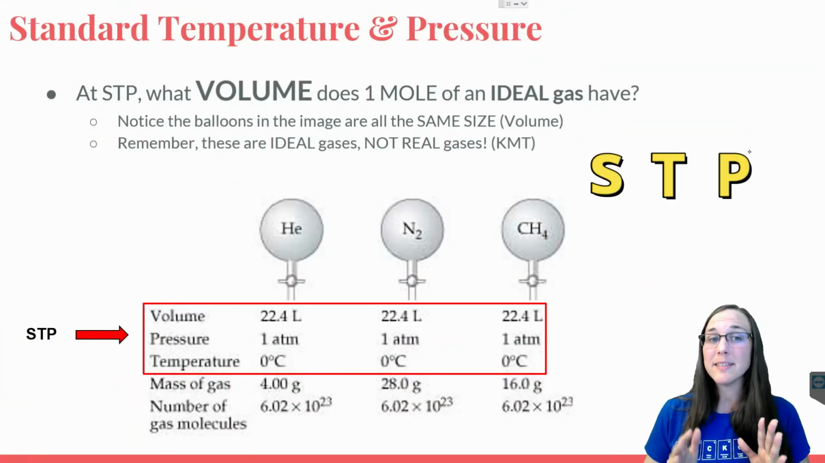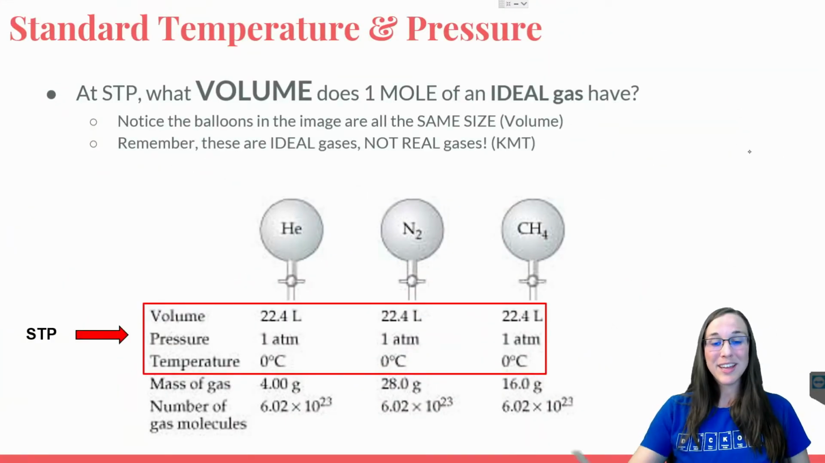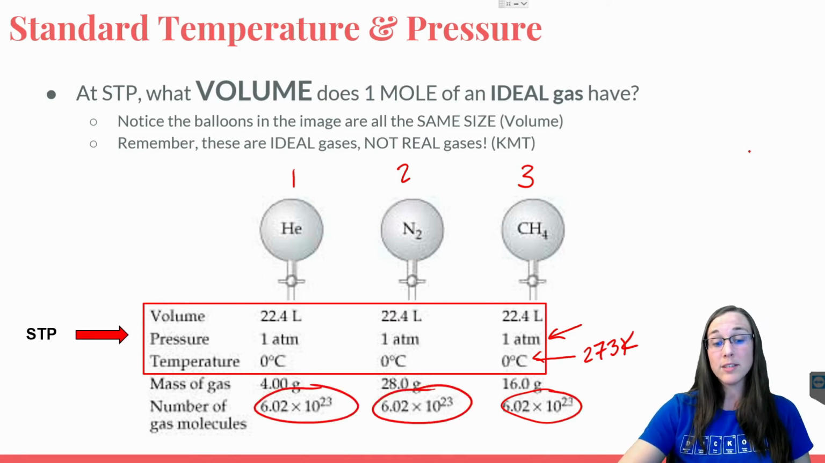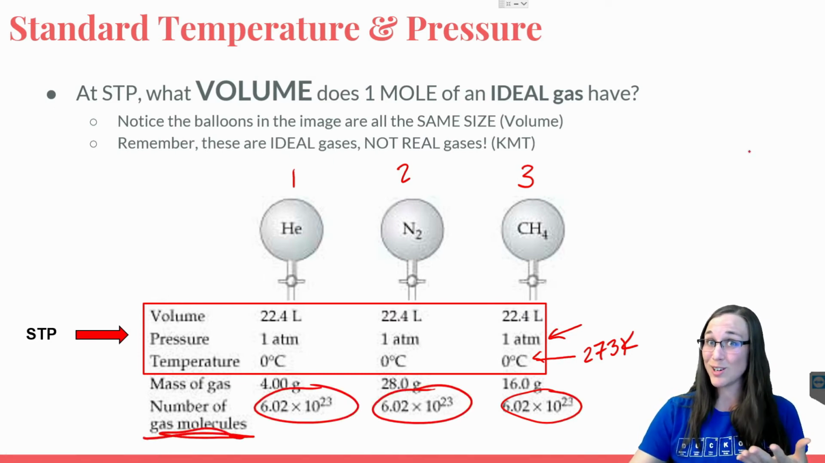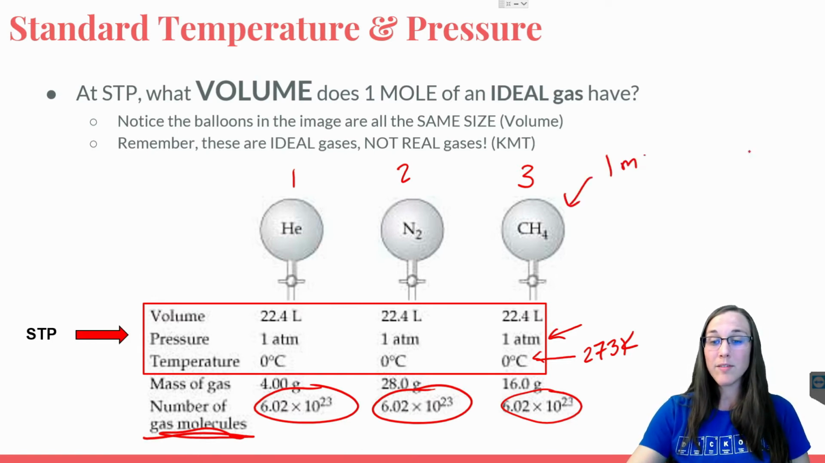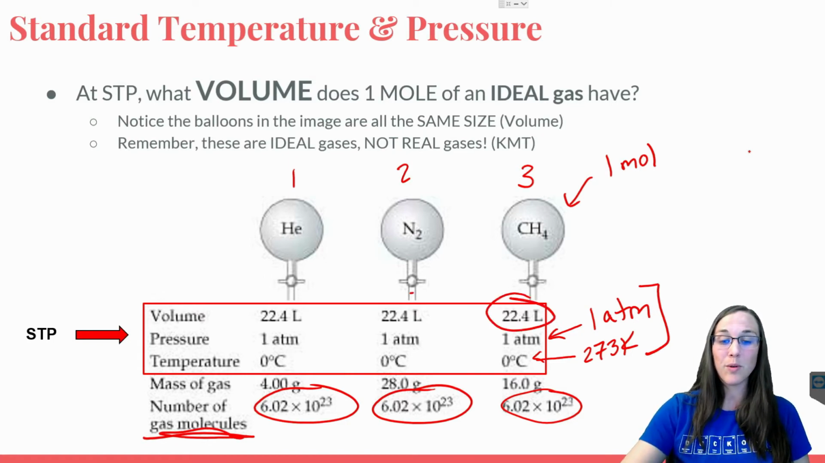Flashback to STP, standard temperature and pressure. If we take a look at these three balloons, helium, nitrogen, and methane, we see that they are each held at standard temperature, 0 degrees Celsius or 273 Kelvin, and standard pressure, 1 atm. Since each of these balloons contains exactly 6.02 times 10 to the 23rd molecules of gas, which is, of course, Avogadro's number, representing a mole, we know that each of these contains 1 mole of gas, and 1 mole at STP is equivalent to a volume of 22.4 liters.